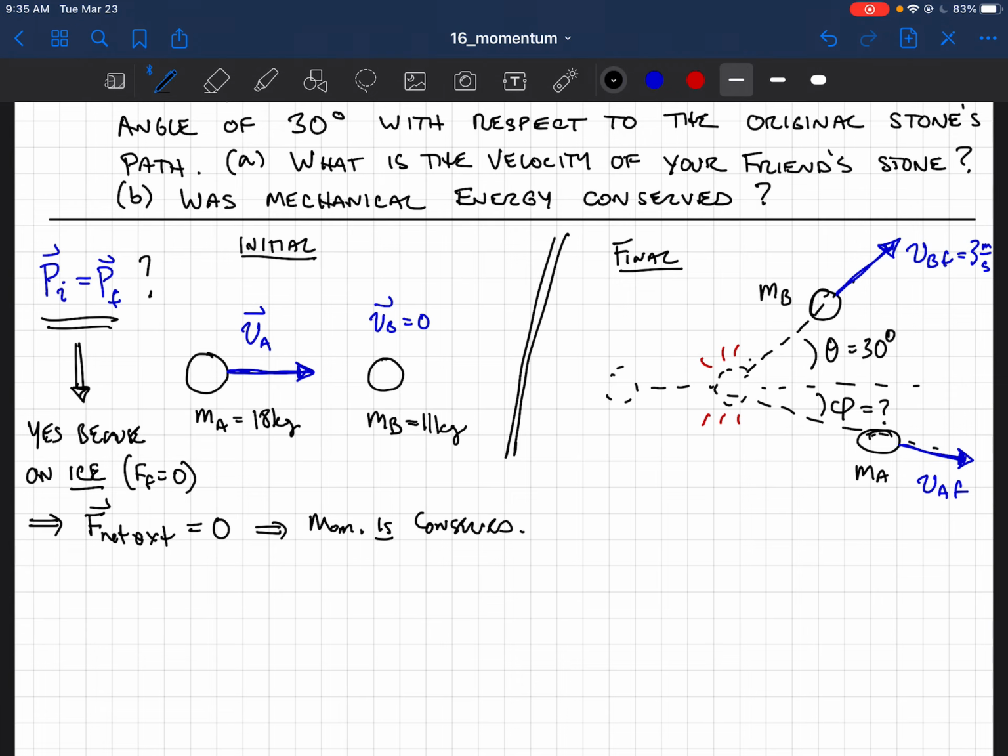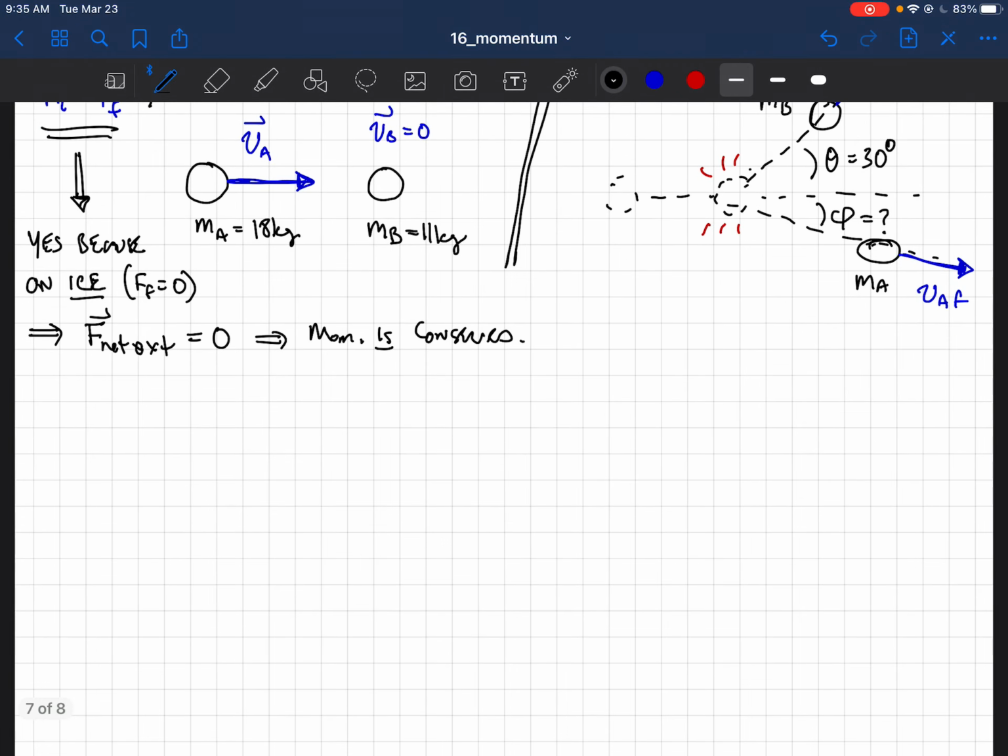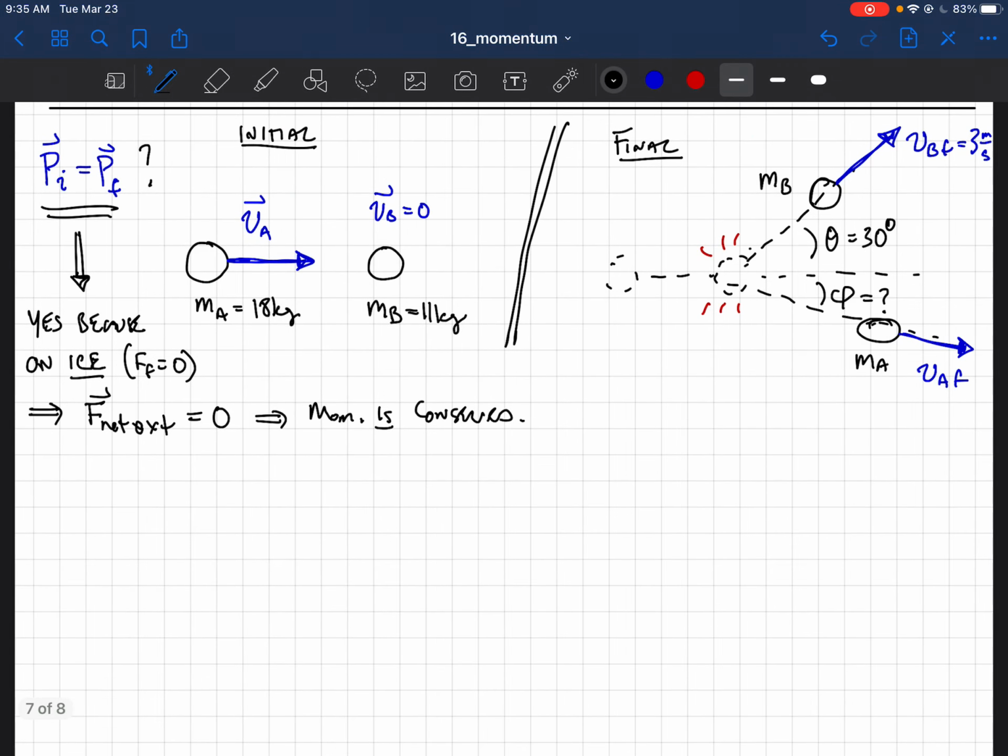Well, that's good, because that's what we wanted to use. Okay, so let's write it down. So P initial is equal to P final. And that's going to be PA initial plus PB initial is equal to PA final plus PB final.